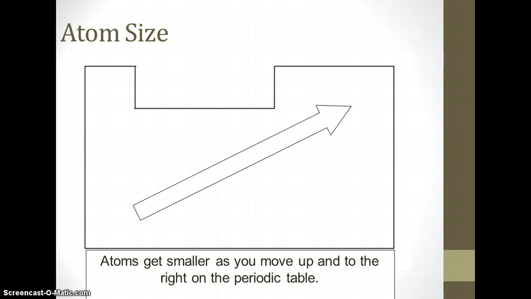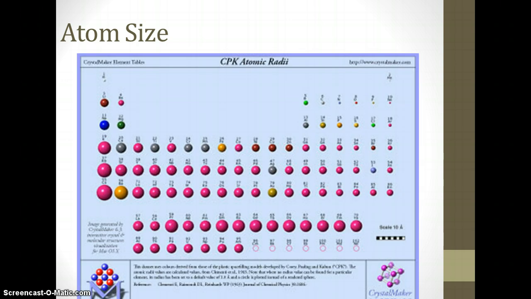Now, starting with atom size, as we move up and to the right on the periodic table, atoms get smaller. Here's a nice diagram to show the size of the atoms visually here. So let's talk about what we see and why we are seeing it this way. Again, protons have a positive charge, and protons are found inside of the nucleus of an atom. So the protons are pulling in, they are attracting those electrons. Remember, opposites attract. So these two opposite charges are attracting each other, so those protons are pulling in those electrons, and so they're making a nice, tight, small atom.